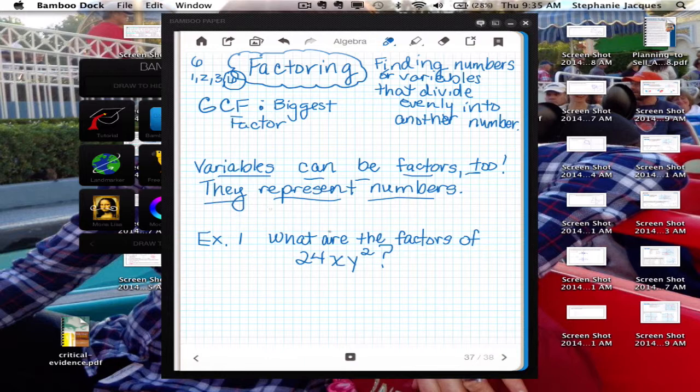So first, let's look at what are the factors of 24xy to the second. So what you want to do is break down your 24 into the factors. So 24 would give you 1 and 24, 2 and 12, 3 and 8, 4 and 6. And that should be it. Those are all the factors of 24. And then we have a factor of x, and also a factor of y or y squared, because y squared can go in that too. So those would be all the factors of 24xy to the second.